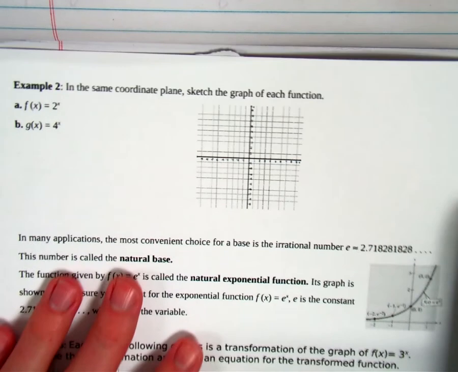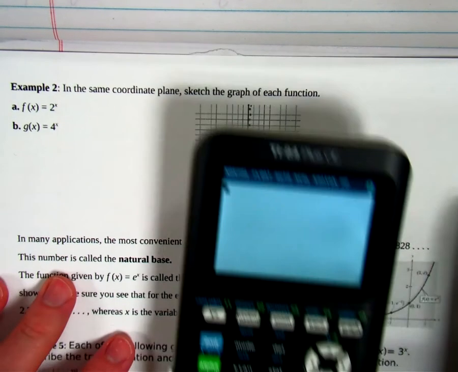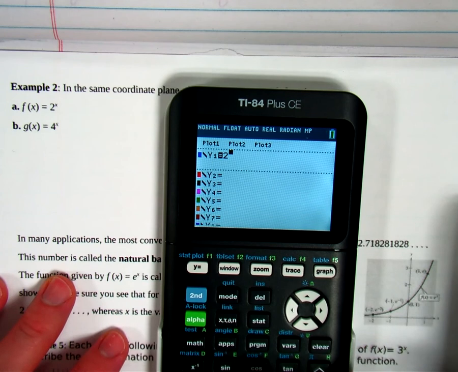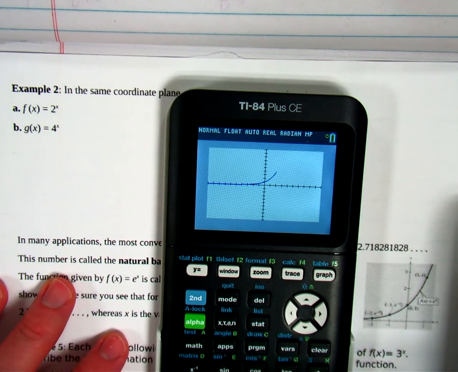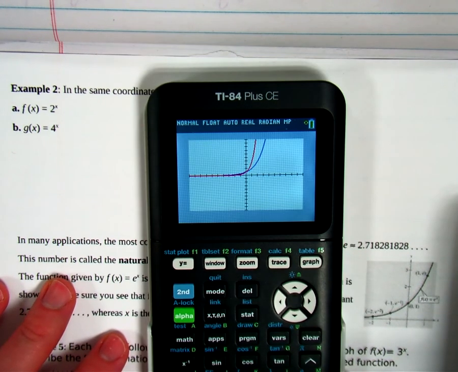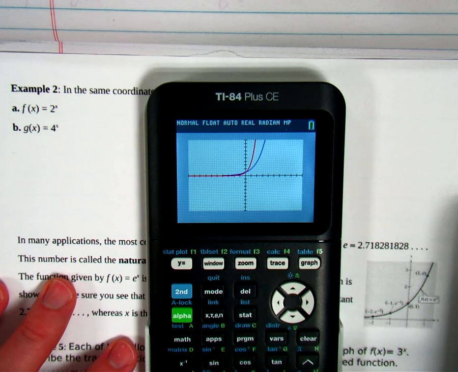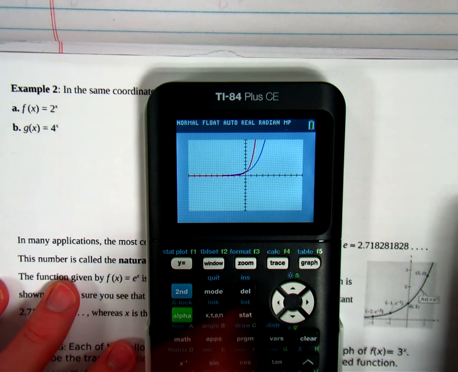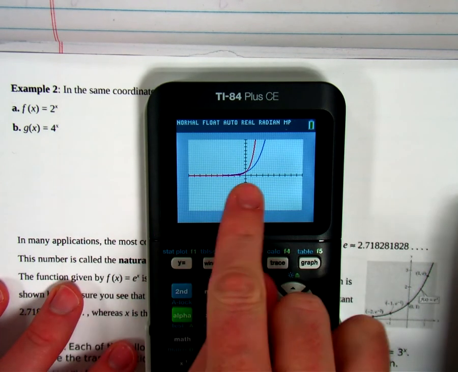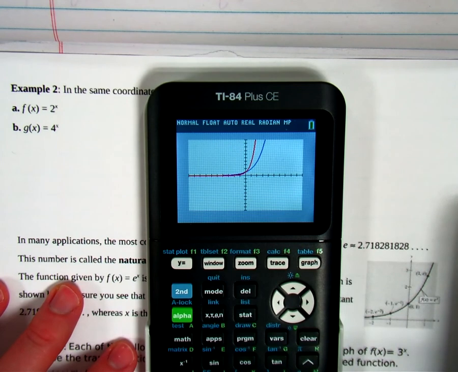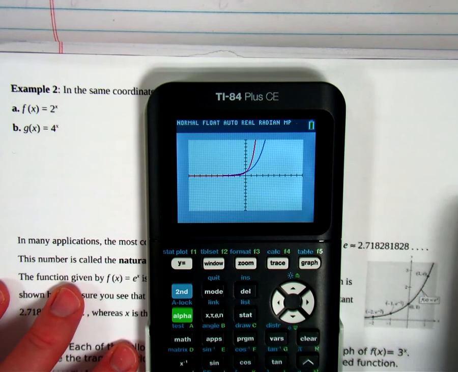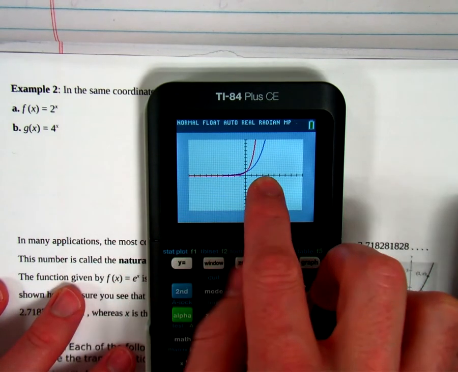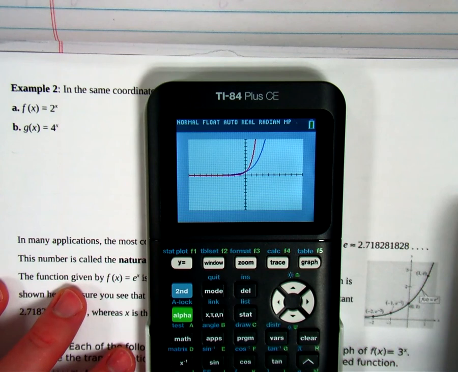On the same coordinate plane, sketch each function. We'll just look at it on our calculator: 2 to the x and 4 to the x. The first one we had there was 2 to the x in blue and 4 to the x in red. You can see they're basically about the same thing up to this point, and then they start showing a significant difference, where the blue one is a little more flattened out with a slightly slower rate of increase, and the red one, once it crosses the y-axis, goes pretty steeply up.